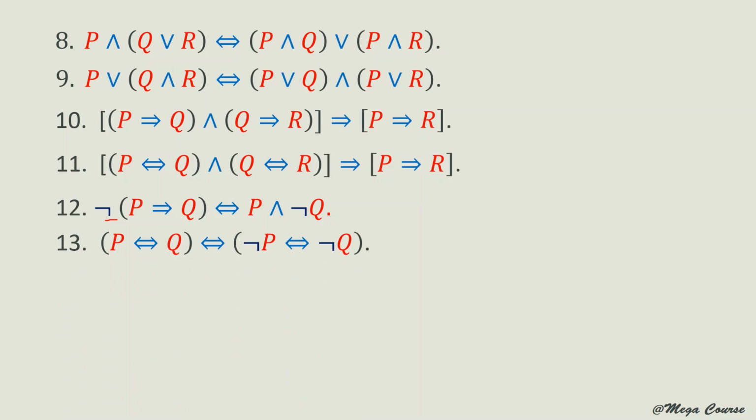This one is similar to the above one. P equivalent to Q is equivalent to not P equivalent to not Q. You should remember this. P equivalent to Q is equivalent to not P equivalent to not Q.